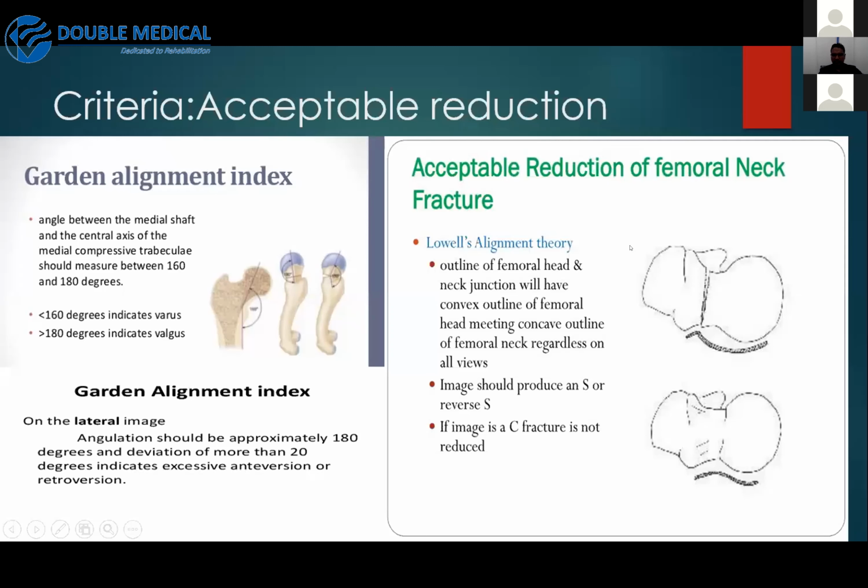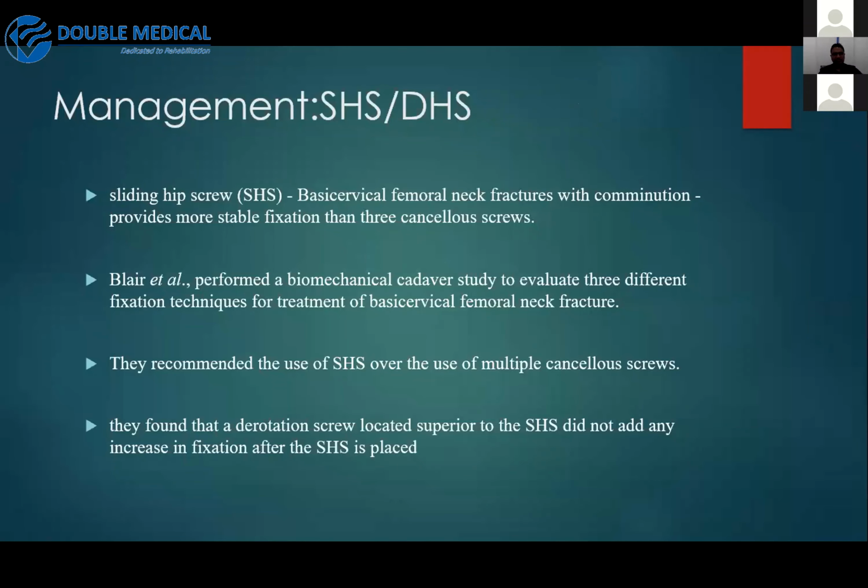In the Lowell's Alignment Theory, we should get this S or reverse S. If the image is a C, the fracture is not reduced. So in terms of the DHS or sliding hip screw, basicervical fracture with comminution, it provides more stable fixation than 3 cancellous screws. This is what the studies show. Blair et al. is one of the authors who did a biomechanical cadaver study to evaluate 3 different fixation techniques, and they recommended sliding hip screw over multiple cancellous screws because they found that this was more stable. And they found that a derotation screw did not add any superiority to the fixation.